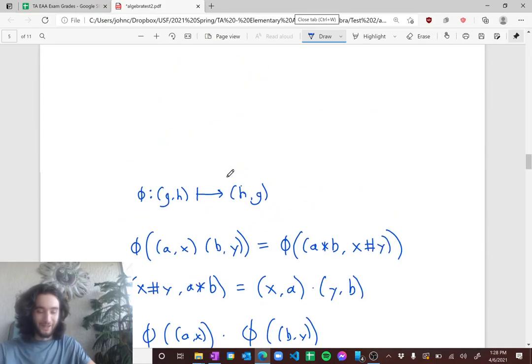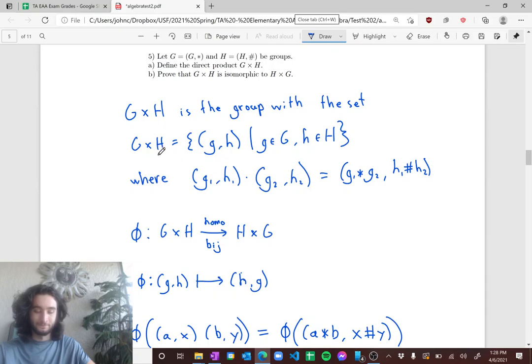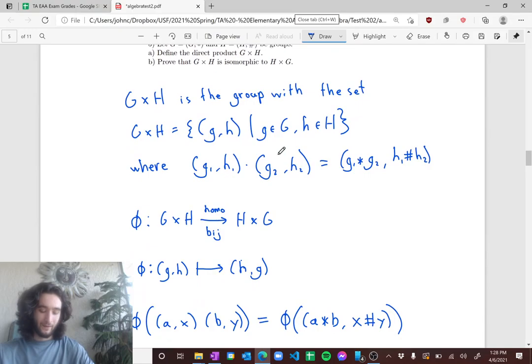And there you go. It turns out that phi is a bijective homomorphism, which means it's an isomorphism, which means indeed these are isomorphic. No matter what G and H are, G could have been D5 and H could have been S7, and it turns out that D5 cross S7 is isomorphic to S7 cross D5. And it's always like that.